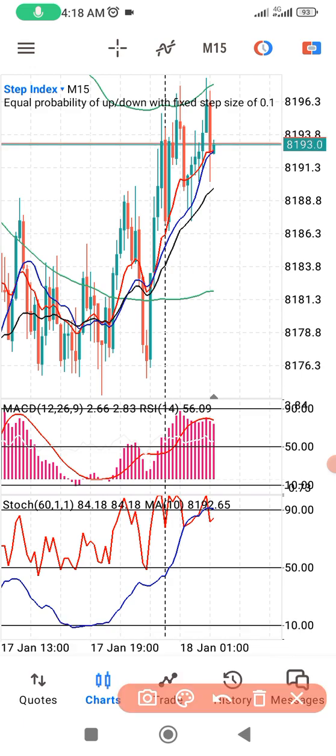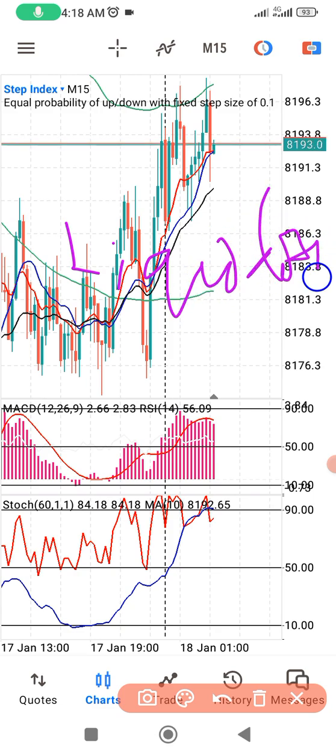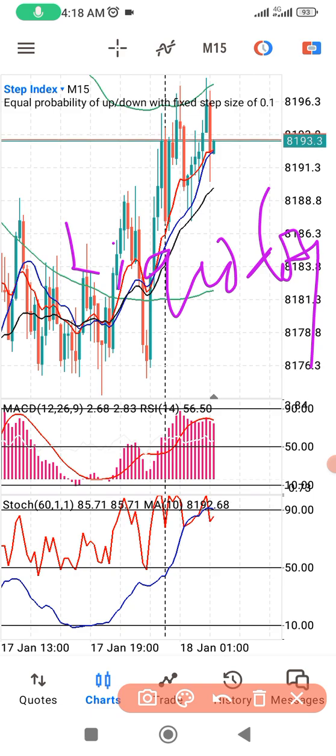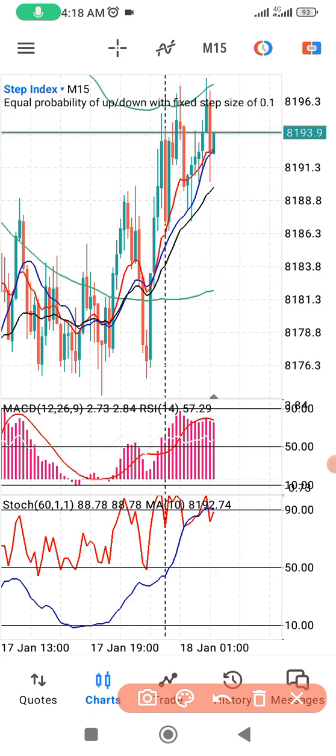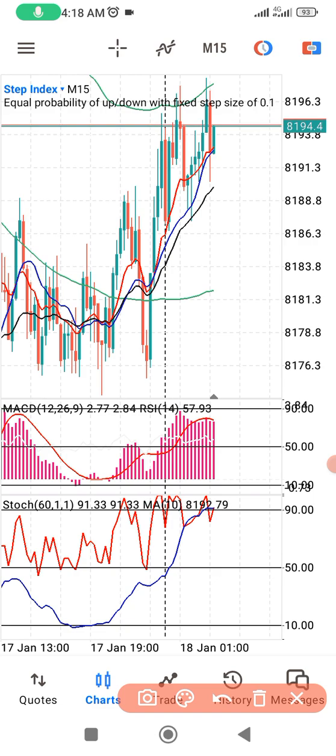Okay? When we talk of liquidity in the market, it is money. The area of liquidity is where money lies in the market. And why do we say so? Because the market needs money to move, and the money needed for the market to move is most of the time in the area where there are stop losses.